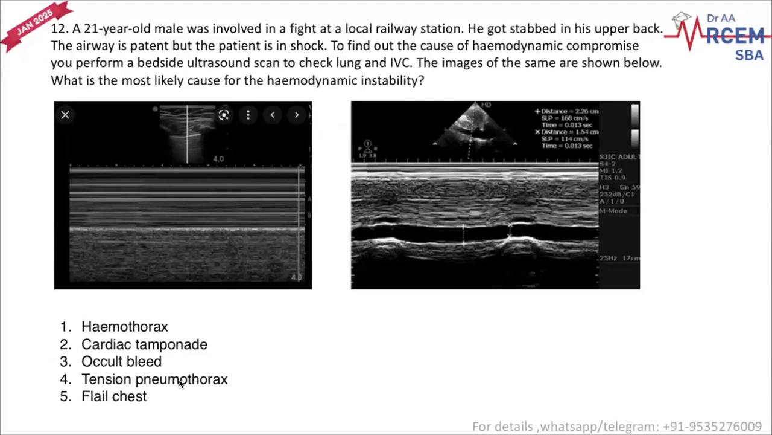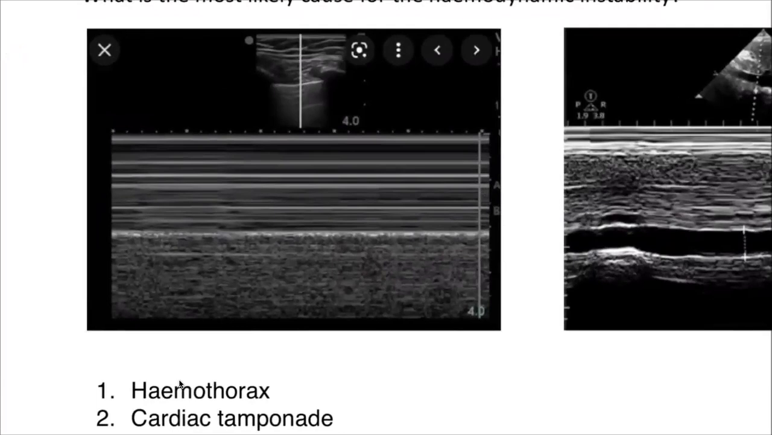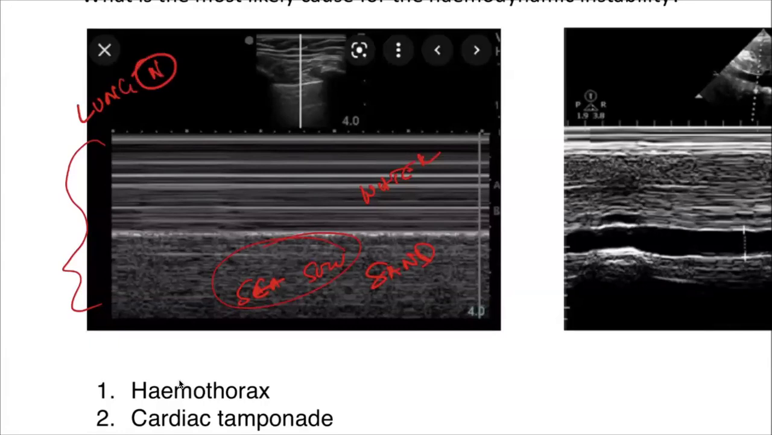Okay, lung ultrasound, you are doing it. In lung ultrasound, the first image is given to you. In the first image, what you can see here is the seashore sign. Why do I call it a seashore sign? Because this appears like water, and this appears like sand. That's why they call it a seashore sign. The seashore sign is seen in lungs which are normal. All right, so you have ruled out a pneumothorax. When you see a seashore sign, you rule out a pneumothorax.